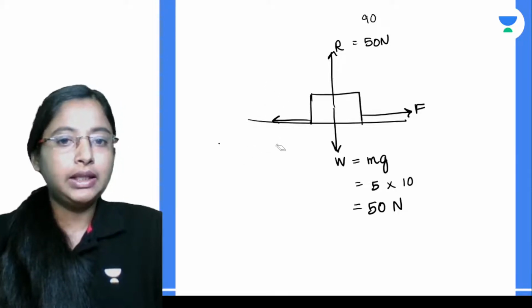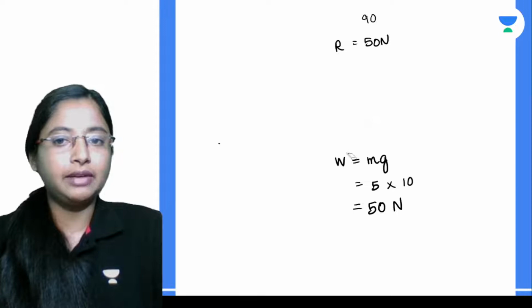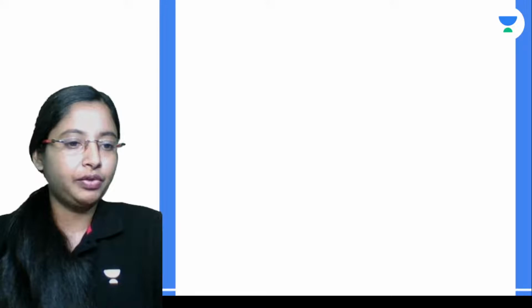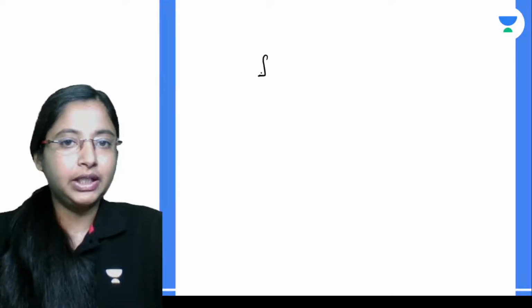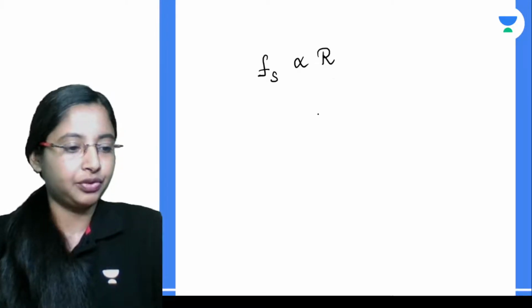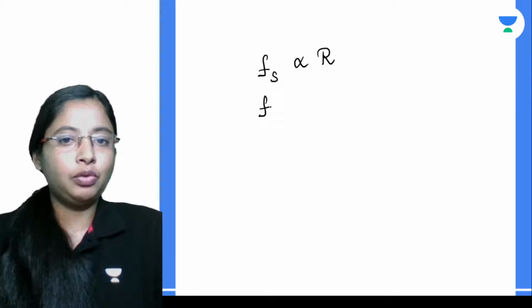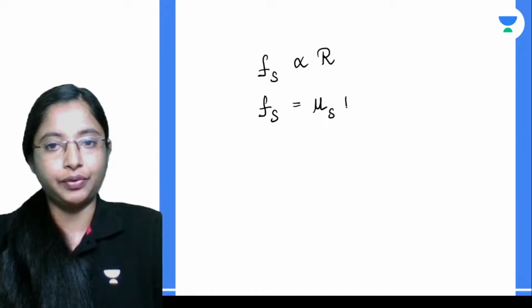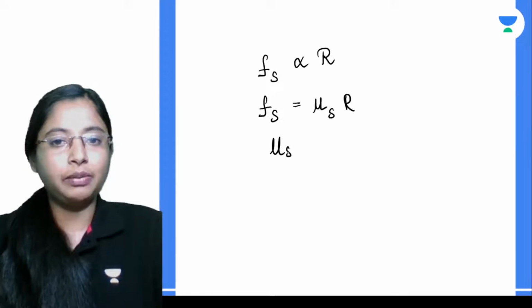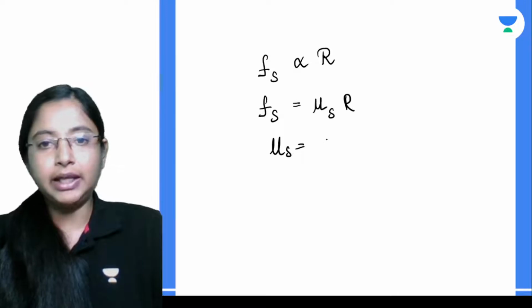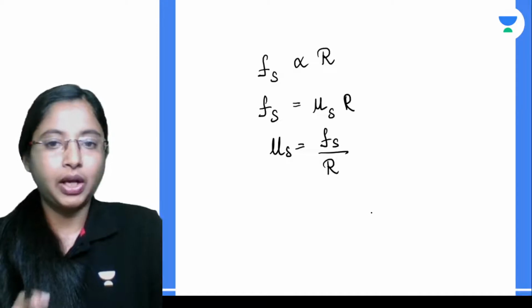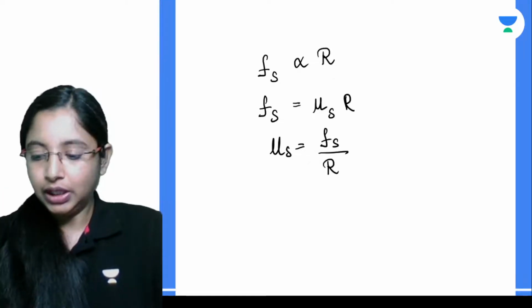Now other than this, the force itself acts tangent to the surfaces they are in contact. And from here, what we are seeing is that the static friction is proportional to the normal reaction force. To remove the proportionality sign, we can use this constant mu s. So mu s is nothing but the coefficient of static friction, and it is just the ratio between your static friction and the normal reaction force. Alright, so these are the laws of static friction.